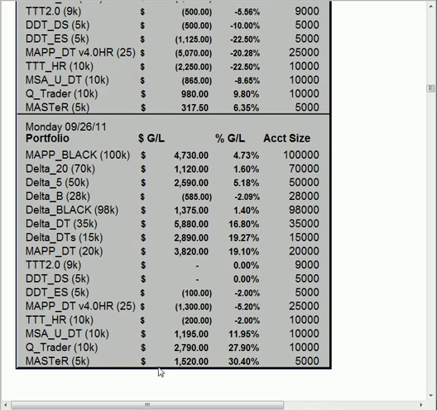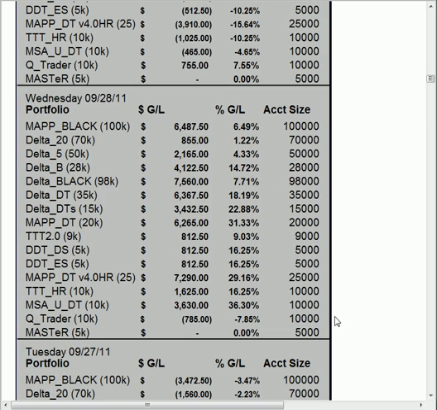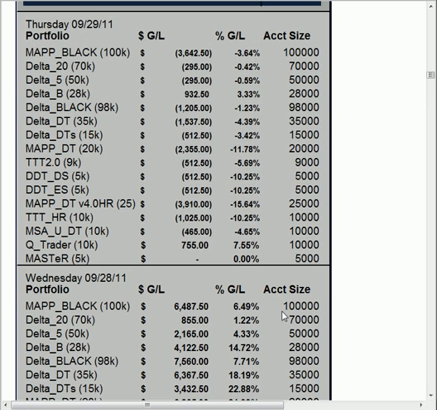And that's kind of how we've done. Monday, few gains, 30% gain for the Master. 6% gain for the Master on Tuesday. Master took off the day on Wednesday. 36% gain for the MSA UDT on Wednesday. Q Trader, that was its turn Thursday.